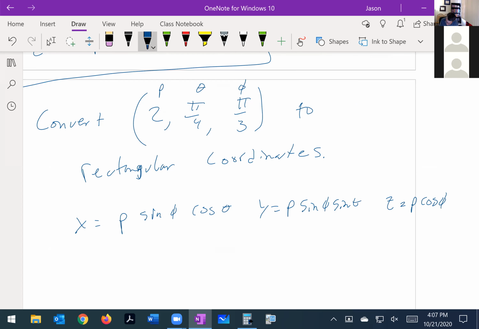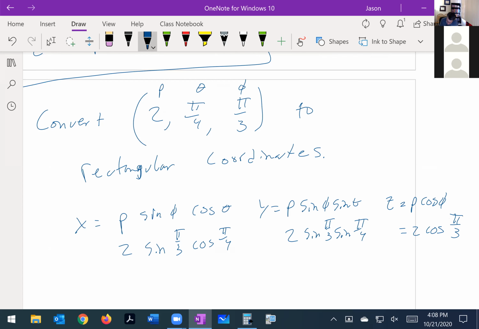So rho here is 2. x is 2 times the sine of pi over 3 times the cosine of pi over 4. y is equal to 2 times the sine of pi over 3 times the sine of pi over 4. And then z is equal to 2 times the cosine of pi over 3, sorry, pi over 3.